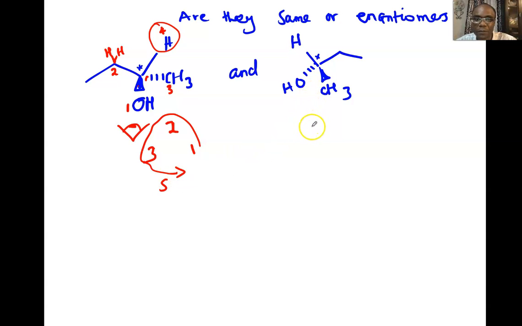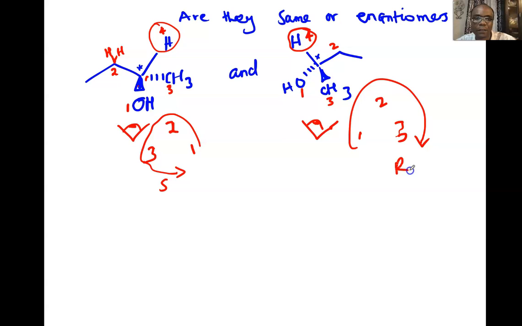And then for this molecule, we still have to look from the bottom because, by rule, our fourth group should be away from us. That should be 1, 2, 3. So again, 2 is at the top, 1 should be on our left, 3 should be on our right, and we are going R. So these two molecules are enantiomers.